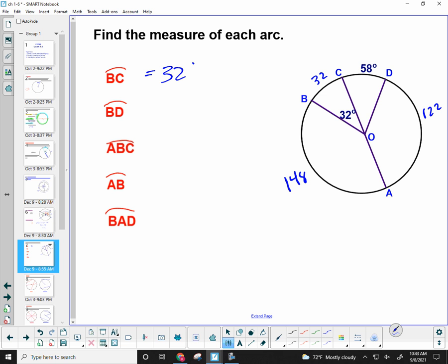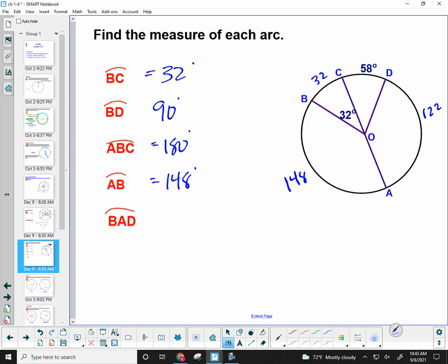All right, BD. From B to D, again, the shortest distance because there's only 2 points. That's 32 plus 58, which gives me 90 degrees. Good. ABC, that's 3 points, so it's either got to be a semicircle or a major arc. So ABC ends up being our semicircle, so that is 180 degrees. Next one, arc AB. Again, the shortest distance. So we already have that labeled. That has to be 148.